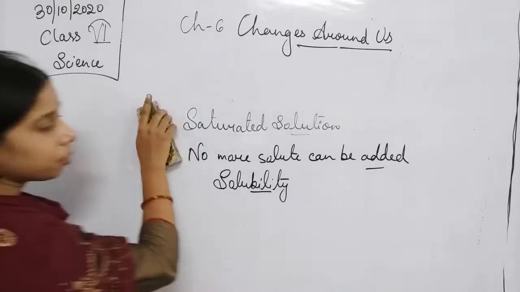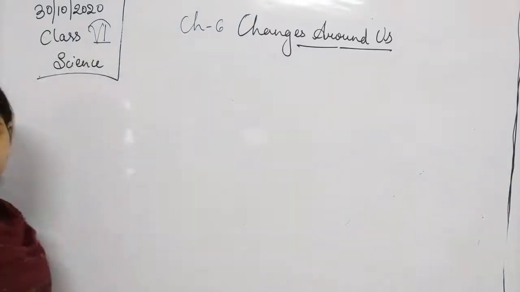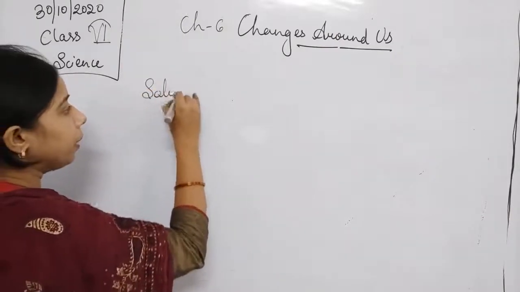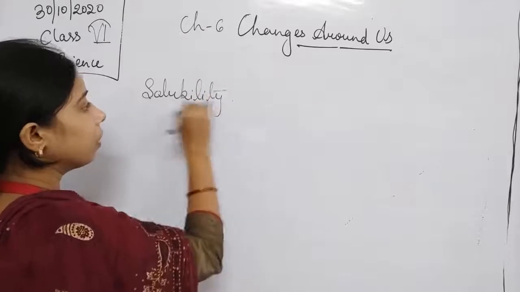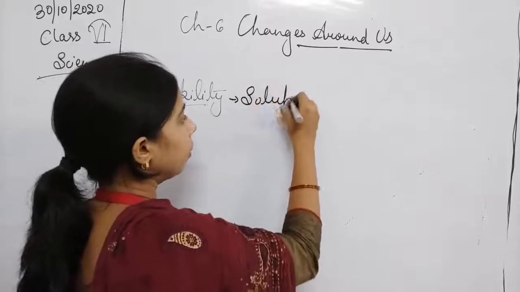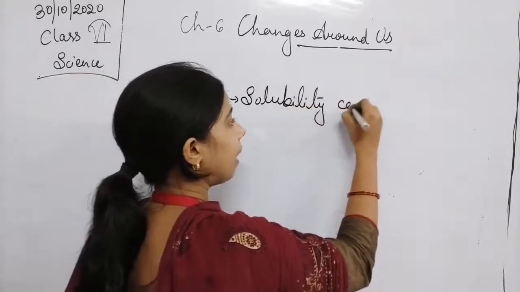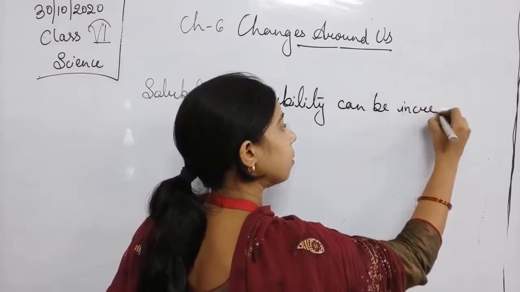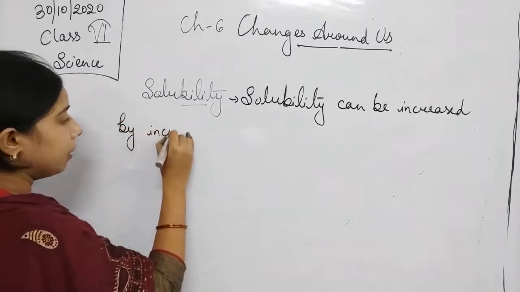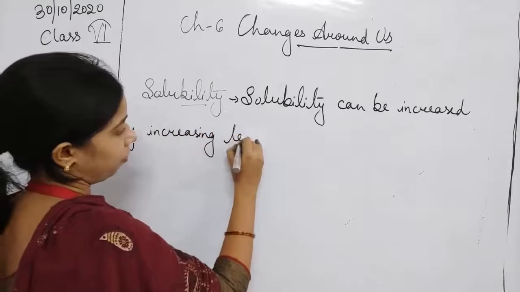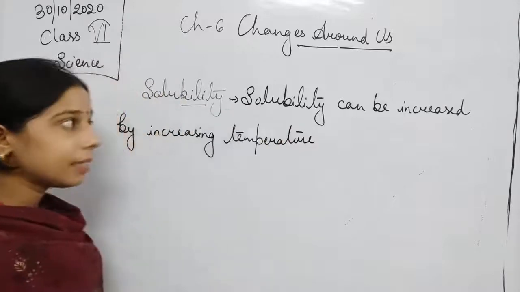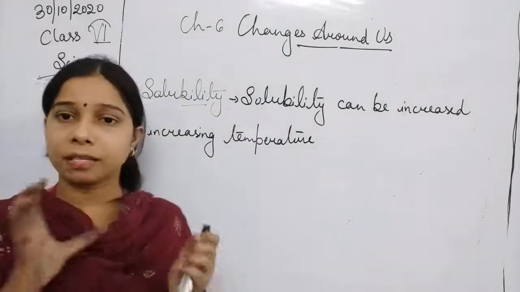You see, students, I told you yesterday that this is a very important thing; most of the time a question is asked related to how you can increase the solubility. So you will write it: solubility can be increased by increasing the temperature. Okay, so when you increase the temperature, now there is more space.